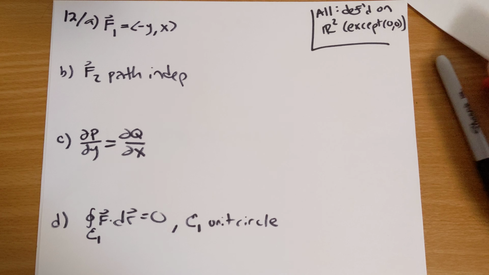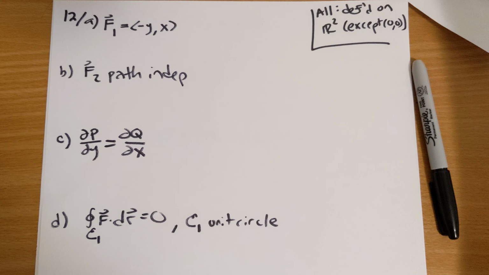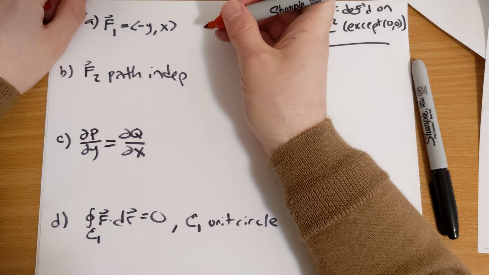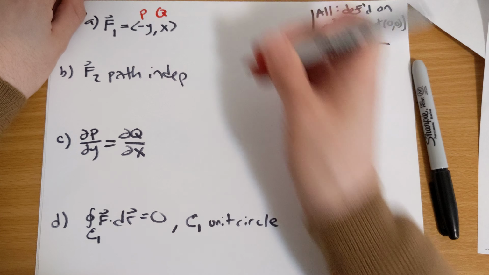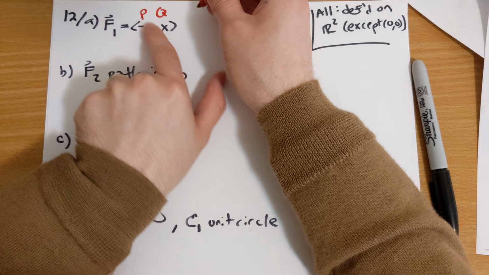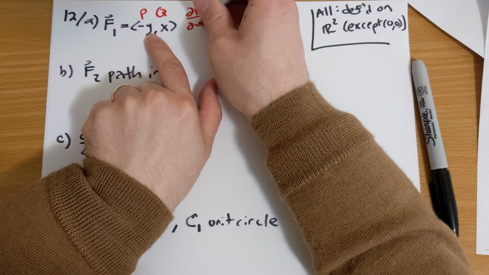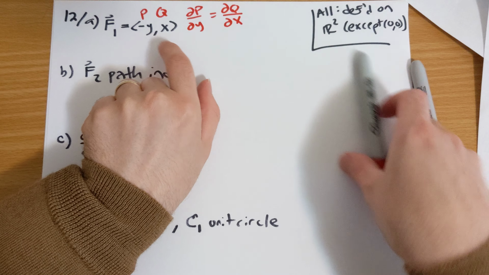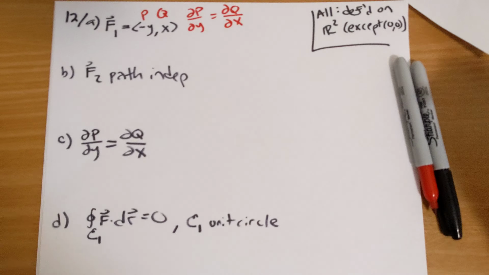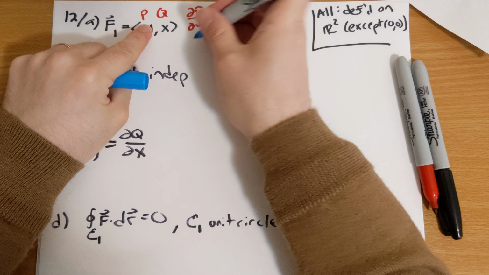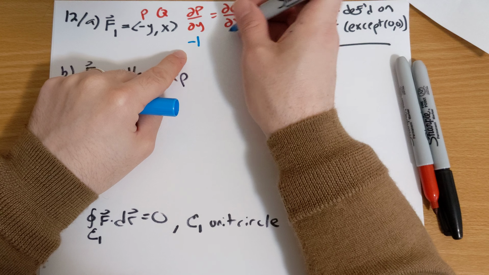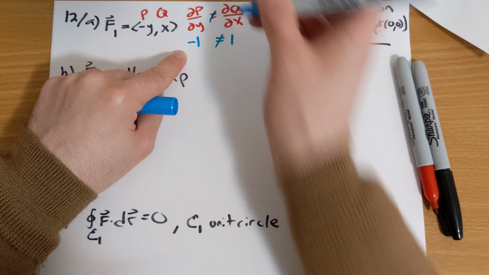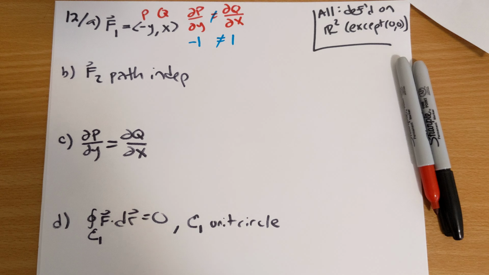x here. Let's check cross-partial derivatives here. We'd have to have partial p, partial y equal to partial q, partial x. And in fact here, this actually is false. Partial p, partial y is -1, partial q, partial x is +1. Those aren't equal. So not only is it not necessarily conservative, it's not conservative.